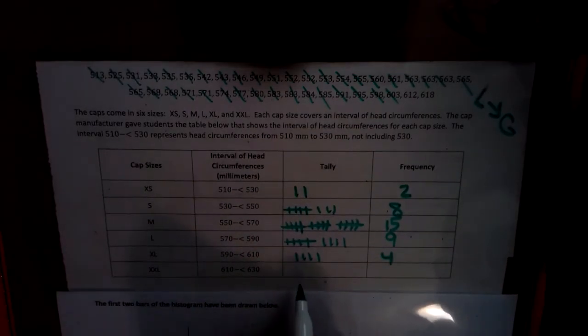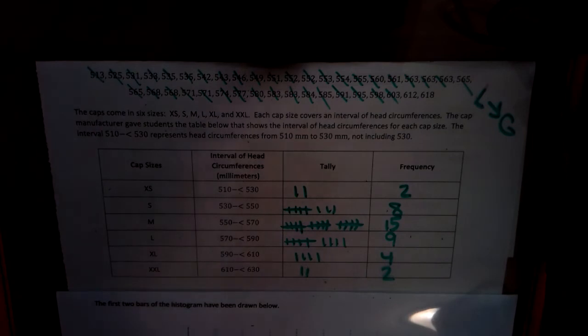1, 2, 3, 4, 5, 6, 7, 8, 9, 10, 11, 12, 13, 14, 15. And then we have 570 to 590, so we have to go to 589. There's 9. And then 590 to 609, and last but certainly not least, there's 2. And we just checked to make sure we have them all, so you can double check your data.